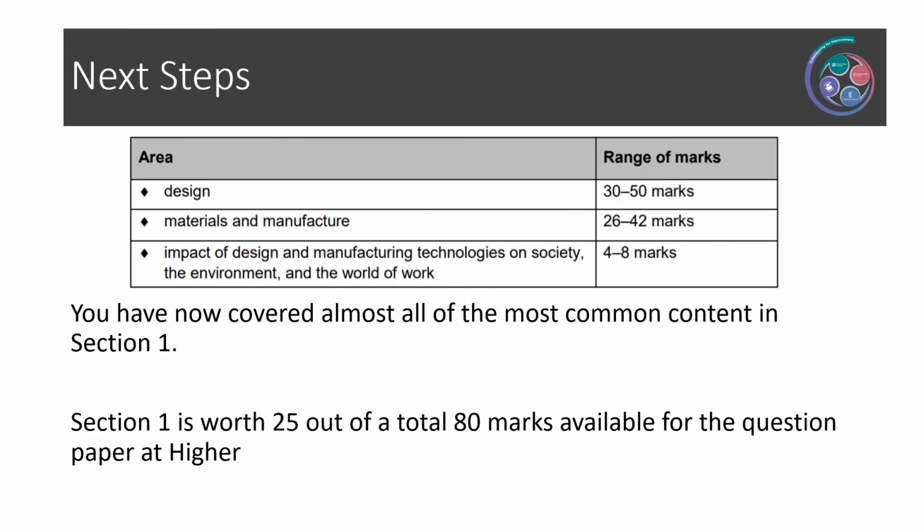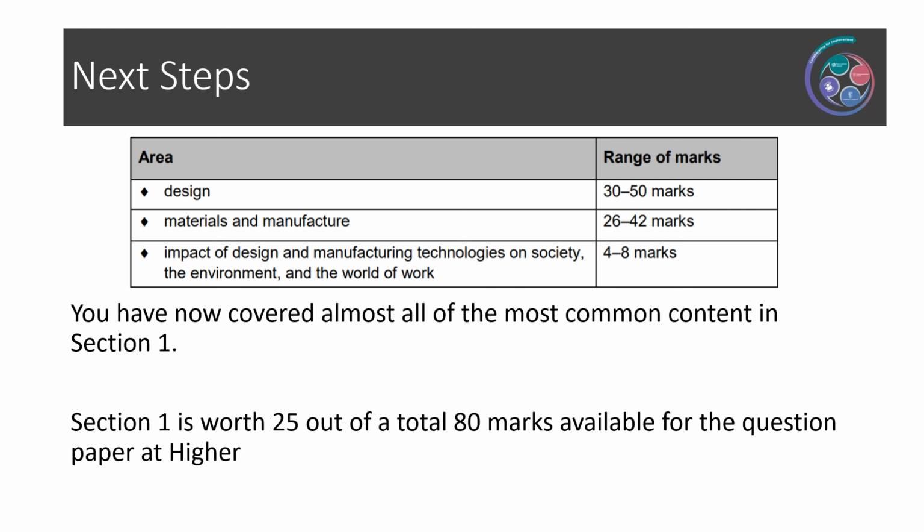Next steps. The number of marks available for each section does vary from one year to the next. The SQA do say that for design there should be between 30 and 50 marks, for materials and manufacture 26 to 42 marks, and the impact of design and manufacturing technologies on society, the environment and the world of work between 4 and 8 marks.